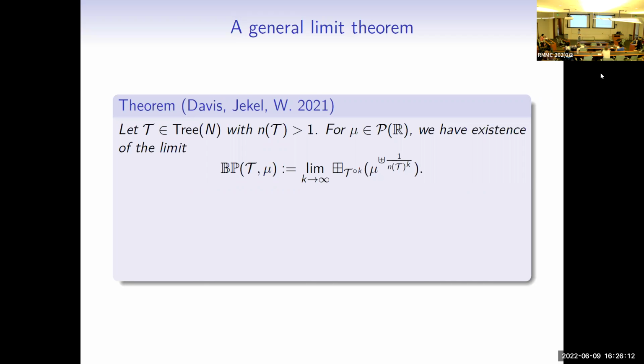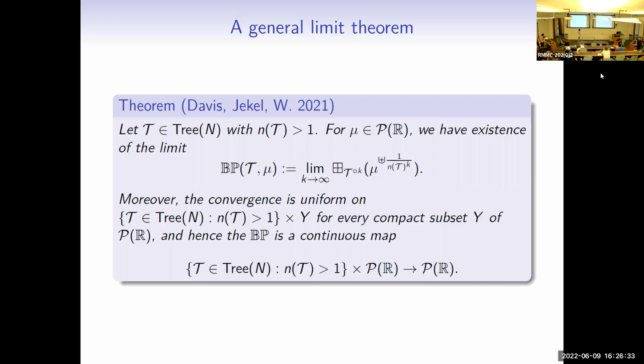Oh, sorry. N of t is just the number of children of the root. So that's the layer of the tree. We need to guarantee this N of t is larger than 1. Otherwise, this is a trivial case and we cannot have the limit. Also, this limit converges uniformly on some compact set.